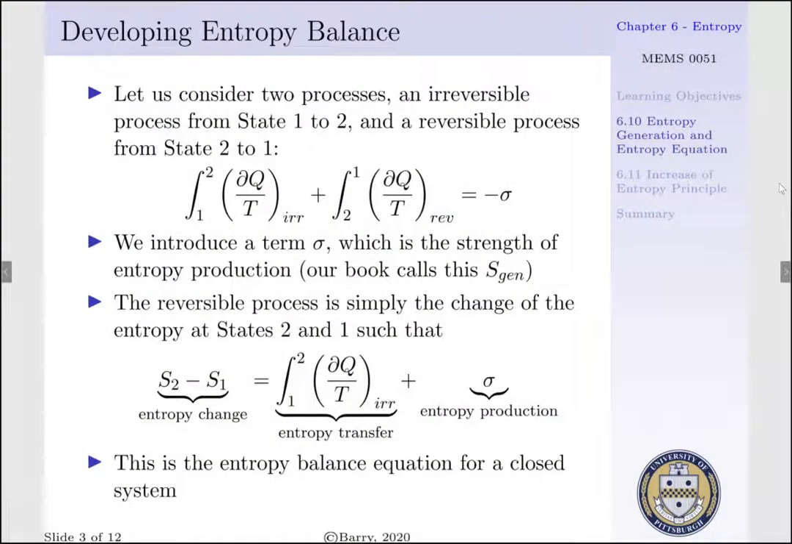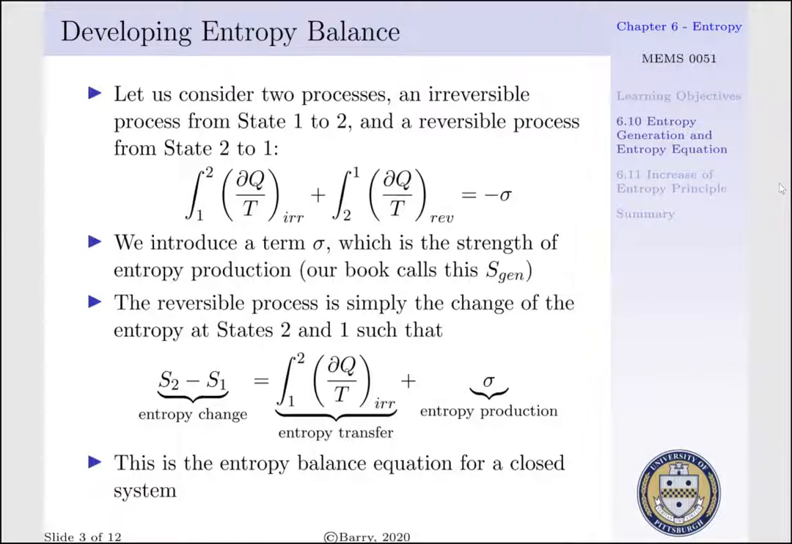To develop our entropy balance equation, let us consider two processes: an irreversible process that we take going from state 1 to state 2, and a reversible process that we take going from state 2 to state 1. We can express this as the integral from state 1 to state 2 of delta q per T for an irreversible process, plus the integral from state 2 to state 1 of delta q per T for a reversible process. We're going to say this is equal to minus sigma. Sigma is our entropy production term, and it indicates the strength at which we produce entropy. Our book calls this S-gen.